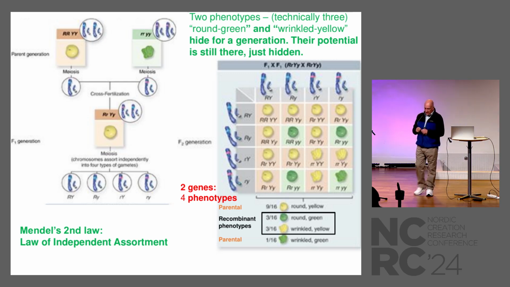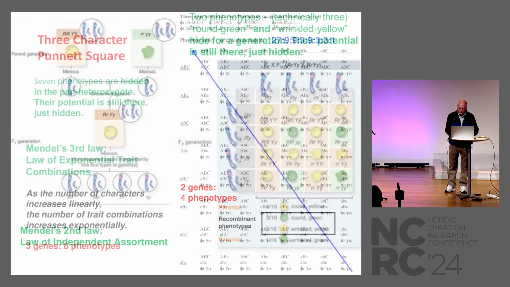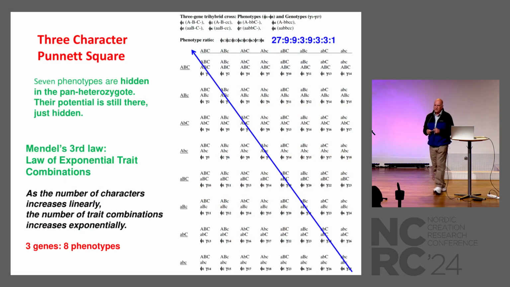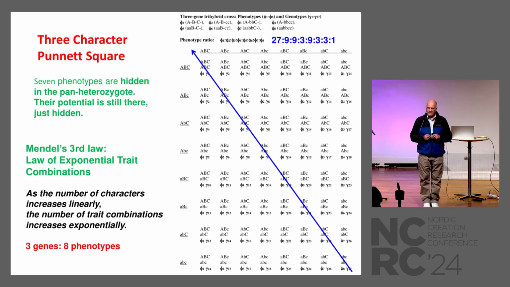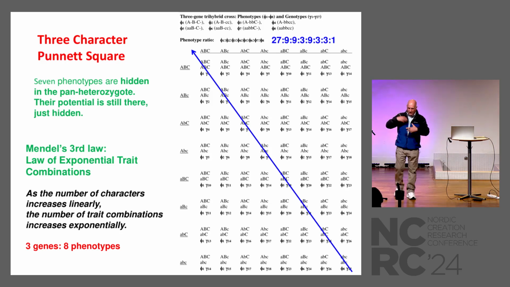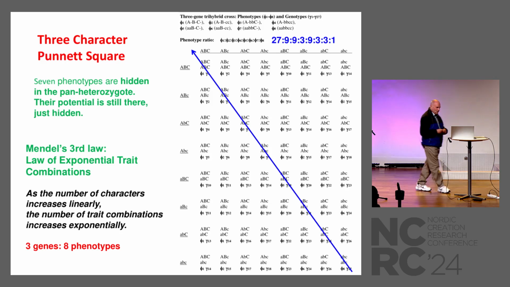Two genes give us four phenotypes. And what happens if you do the three gene situation? I've just labeled them A, B and C to make life easier. If you look down the leading diagonal, you'll find all the different possible phenotypes. There's 8 of them. So we went from one gene which had two, two genes which had 4, 3 genes which have 8. Do you see what's happening, this exponential increase?